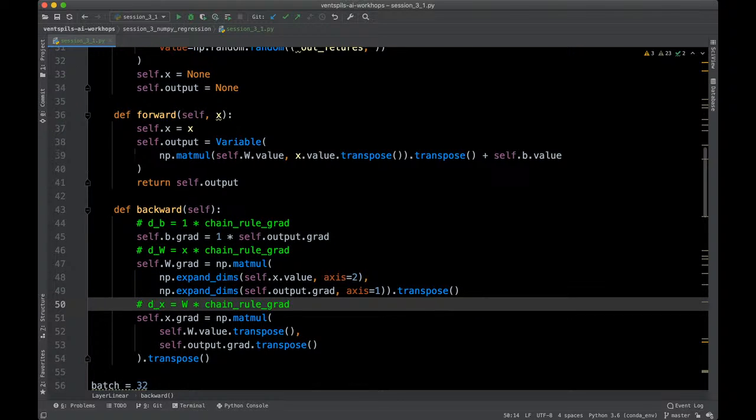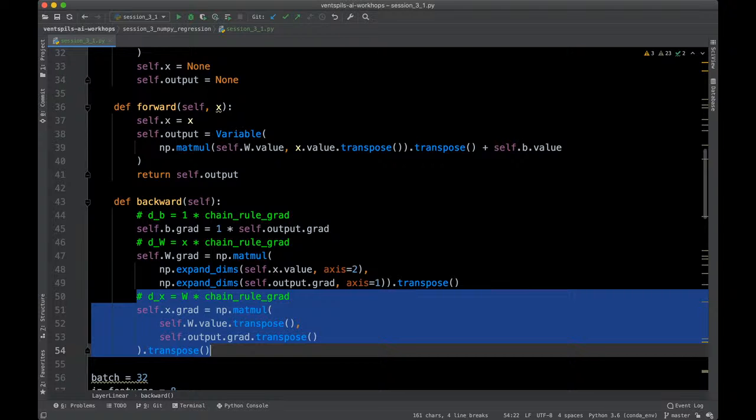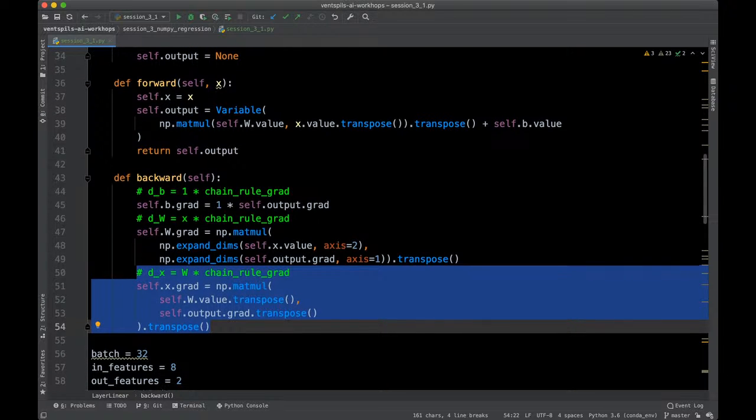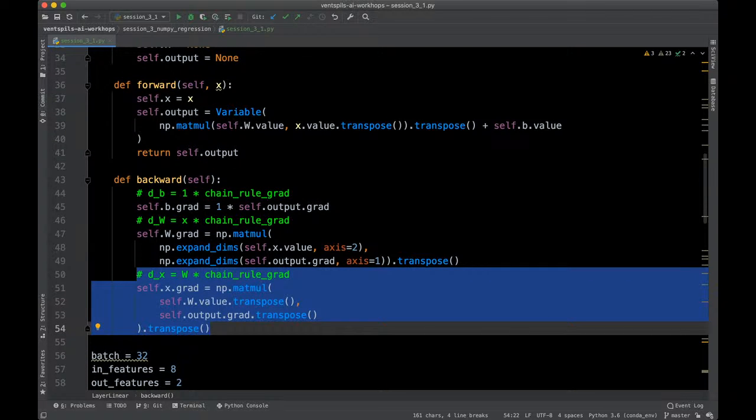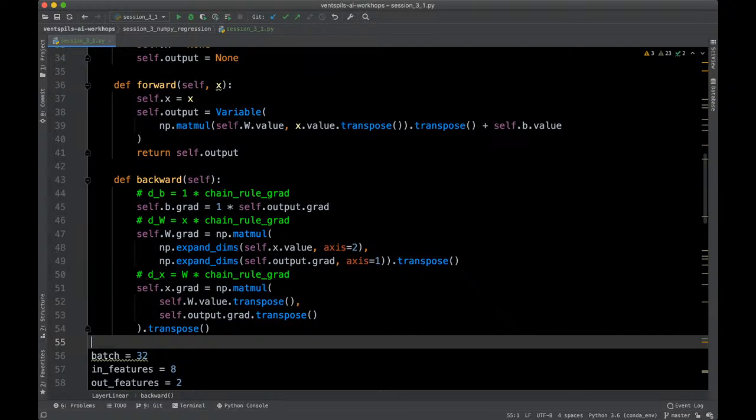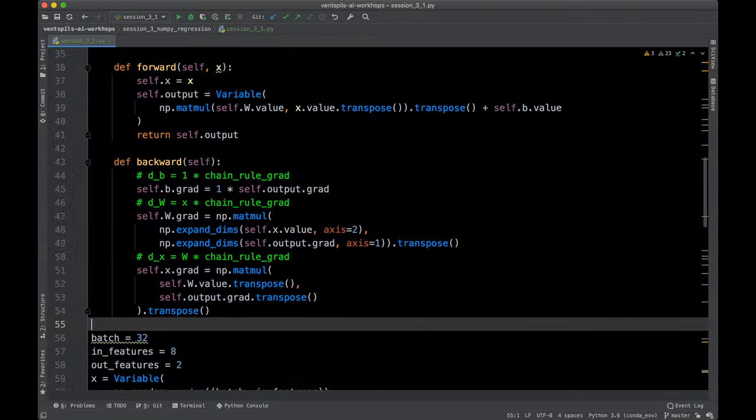It's funny that we need to calculate also for X, because the linear layer may not be the first layer, it can be somewhere in between, and that's why we would like to have the gradient flowing also to the X. So that's what.